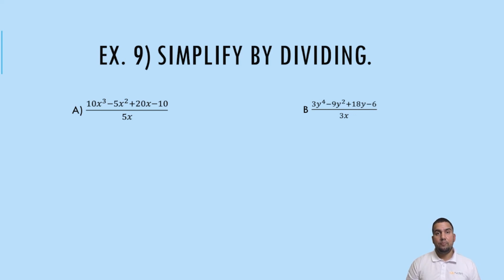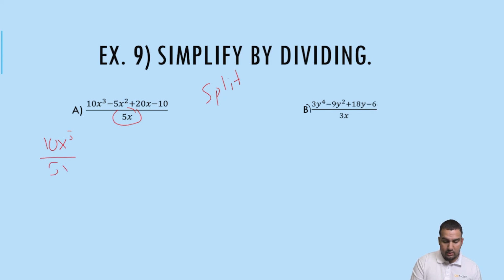So now for example 9. Now, example 9, we're actually going to be dividing, but what I want you to remember is whenever you see that there's a monomial, which is 1 term on the bottom, you're actually going to split the bottom. You're going to actually separate it to every single piece. Now, how do we do that? What we're going to do is split this up by writing it like this. 10x cubed over 5x, and then you're going to write minus 5x squared over 5x plus 20x over 5x minus 10 over 5x.